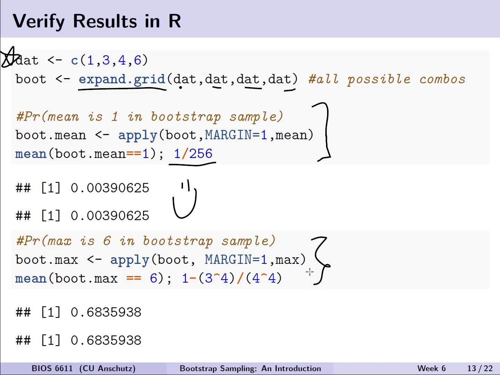Likewise, for our probability that the maximum value observed in a Bootstrap sample is 6, we can use the apply function, margin equals 1 for the rows, calculate the max value, and then ask, well, what's the average that the boot maximum is equal to 6 versus our calculated probability? And in that case, we see again, we end up with the same probability. So we are able to verify the results from boot, which is our bootstrap distribution of all of our possible samples, which we then calculated the statistics for, either the mean or the max value for each sample.